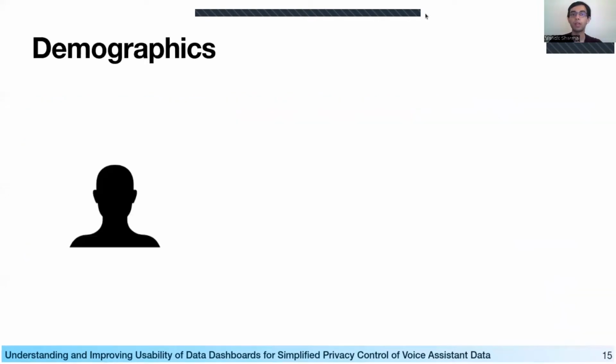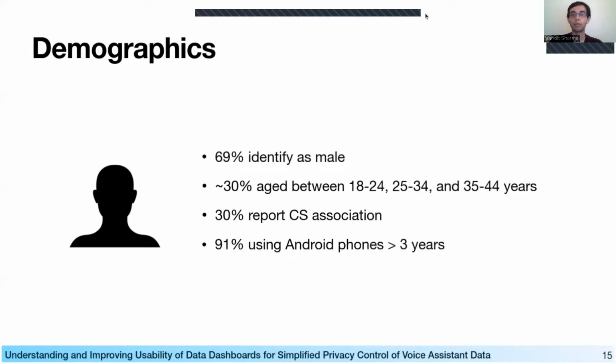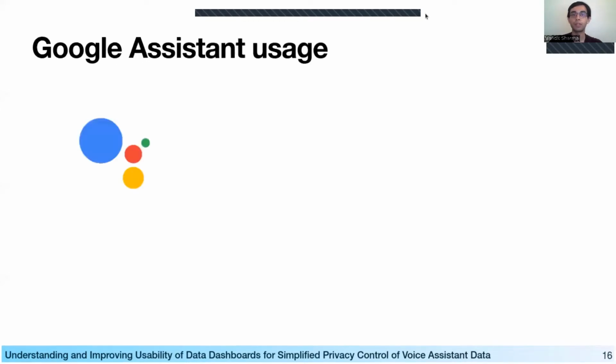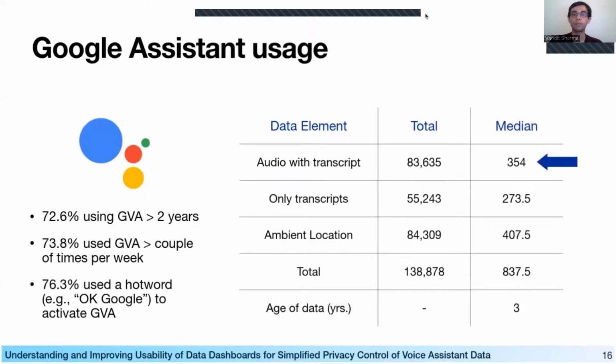Our participant pool had a male gender bias, with 69% male participants. In terms of age, the participants were roughly evenly distributed, and 30% participants reported an association with computer science through studies or job. In terms of Android usage, our participants were long-time Android users. In terms of Google Assistant usage, most of the participants were long-time Google Assistant users, with 73.8% using it more than a couple of times per week. In terms of actual data collected, we found that our median participant had a massive 354 audio recordings and a total of 837 data elements, which included audio, transcripts, and location data.